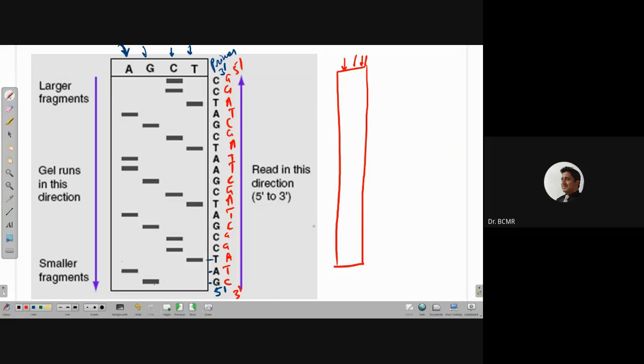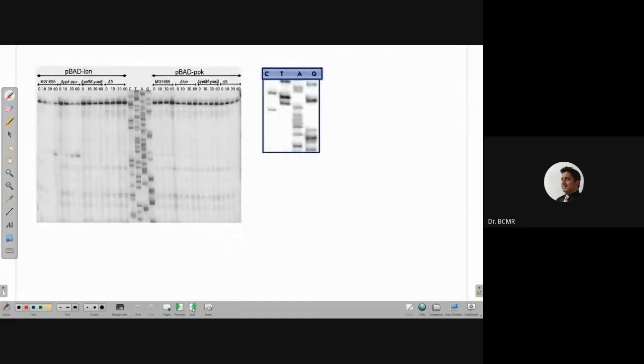But the important advantage of Sanger's method is that it is easier for automation. I have been lucky to do Sanger's method, and this is how it would typically look. Okay, the middle one is the sequencing reaction.